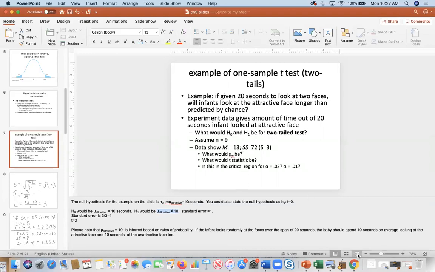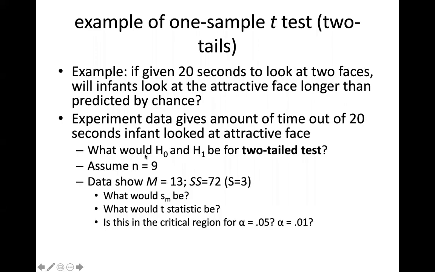Okay, so going back to do some mathematical examples here. Here's our example. A couple things about this example. We're going to assume that we've collected data from 9 babies. So if we've collected a sample from 9 babies, our degrees of freedom will be 8.